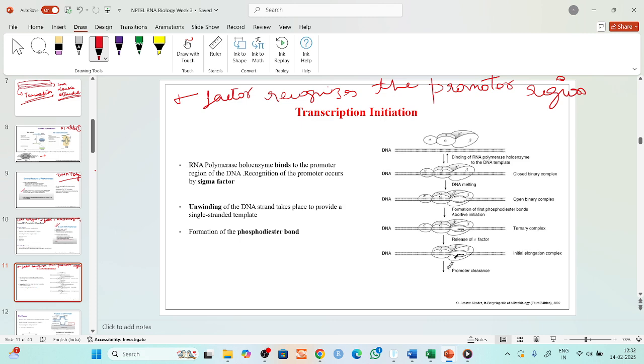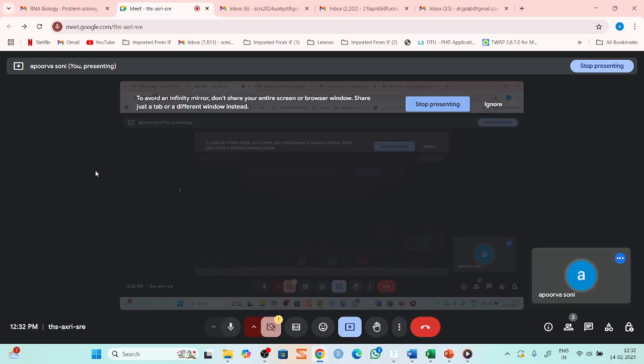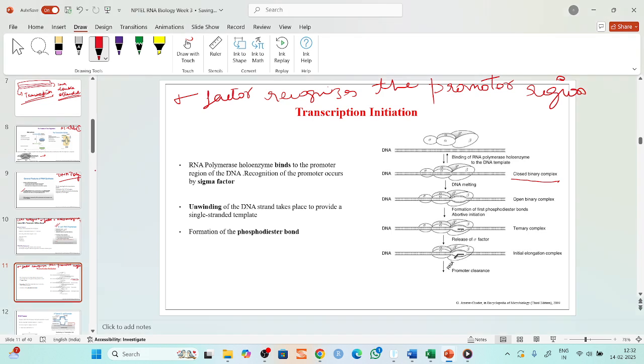Then this is a closed binary complex. Binary means two things are there. What are the two things? First is your DNA template, and second one is your RNA polymerase enzyme. So this RNA polymerase enzyme and closed DNA template, which means it still has not unwound itself, is known as a closed binary complex. Now what happens? Formation of the first phosphodiester.